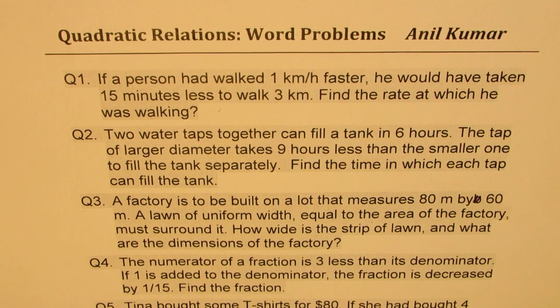Question 3. A factory is to be built on a lot that measures 80 meters by 60 meters. A lawn of uniform width equal to the area of the factory must surround it. How wide is the strip of the lawn and what are the dimensions of the factory?